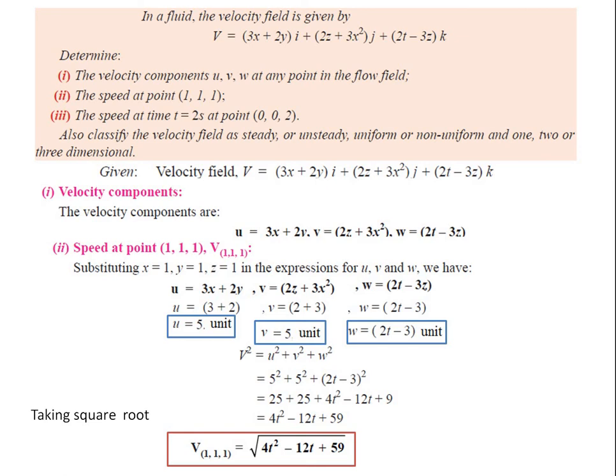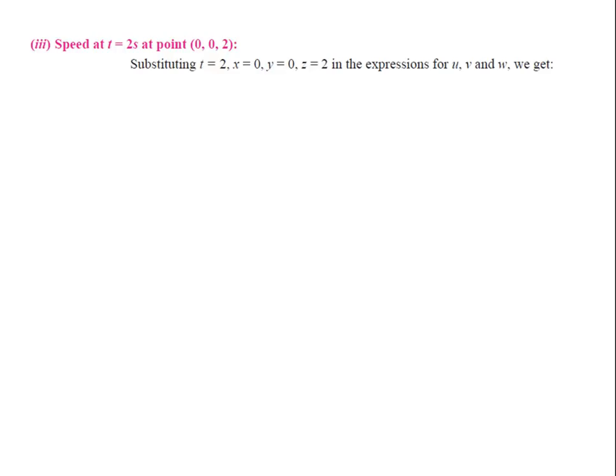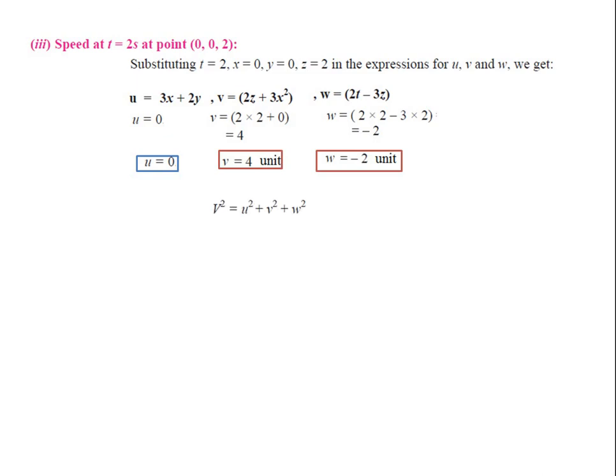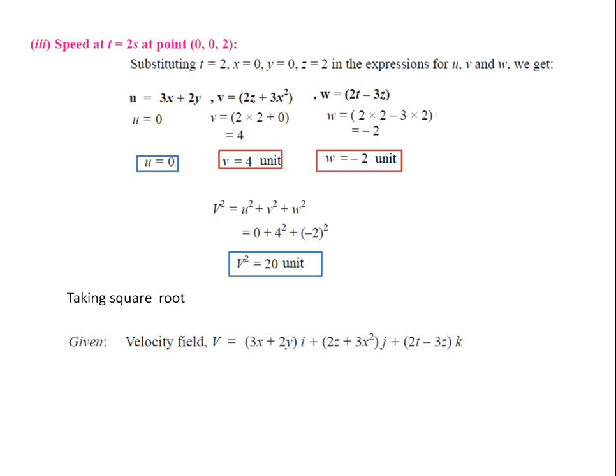Now taking the root, V can be given as the square root of 4t squared minus 12t plus 59. Now speed at t equal to 2 seconds at point (0, 0, 2). Again put x equal to 0, y equal to 0 and z equal to 2, u equal to 0, v equal to 4 and w equal to -2. Now V squared, again calculate, V squared is equal to 20 units. So V is nothing but square root of 20, which is 4.472 units.